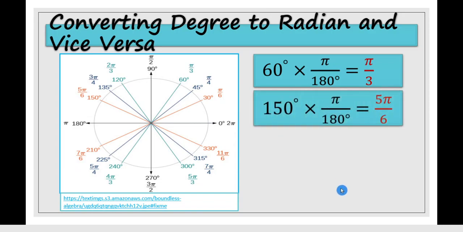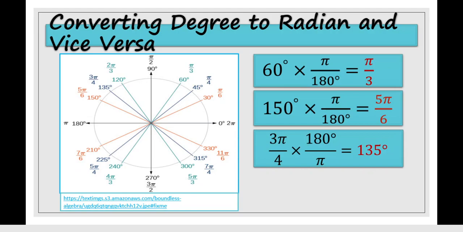Next is 150 degrees. Again, we multiply it by pi over 180 degrees. So, we can have 150 pi over 180. Let's divide both numerator and denominator by 30. So, we can have 5 pi over 6. Next one is, this time naman, yung radian measure yung binigay sa atin, which is 3 pi over 4. Where is 3 pi over 4? The resulting degree measure must be 135 degrees.